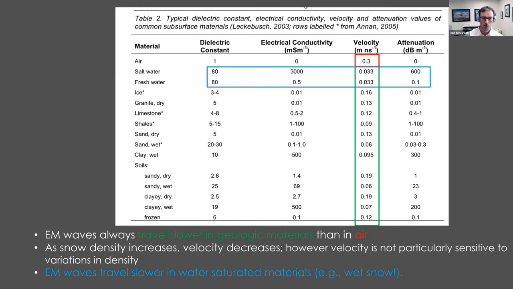Another important thing to point out on this table is that electromagnetic waves are gonna travel much slower in water-saturated materials, wet snow in this case. And so that's one of the major limitations and areas of active research: what are the spatial and temporal variations in liquid water content in the snowpack, and how is that going to impact the radar velocity, particularly as we look to the launch of NISAR in 2023.